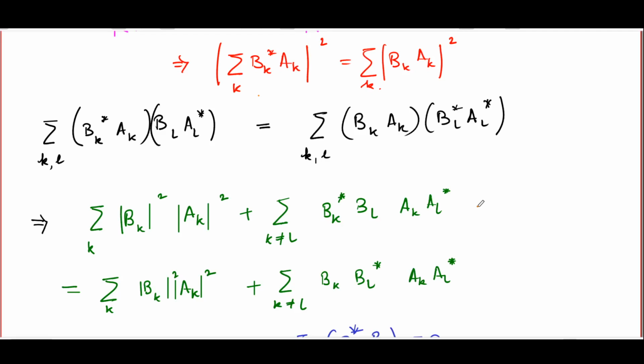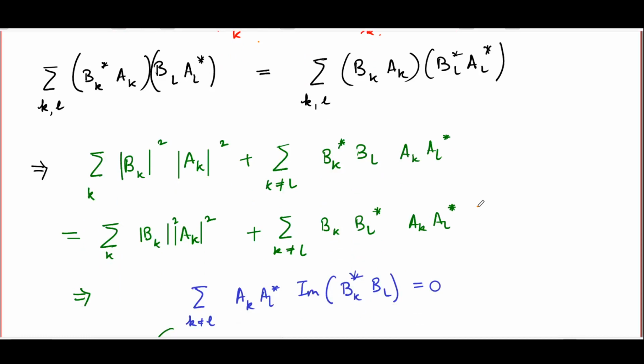Ak al star is common to both terms, but the terms involving b's differ. If you bring them all to one side, it's obvious that the condition that has to be satisfied is, for all k and l pairs with k not equal to l, if you sum up this quantity ak al star times imaginary part of bk star bl, you are going to get 0.